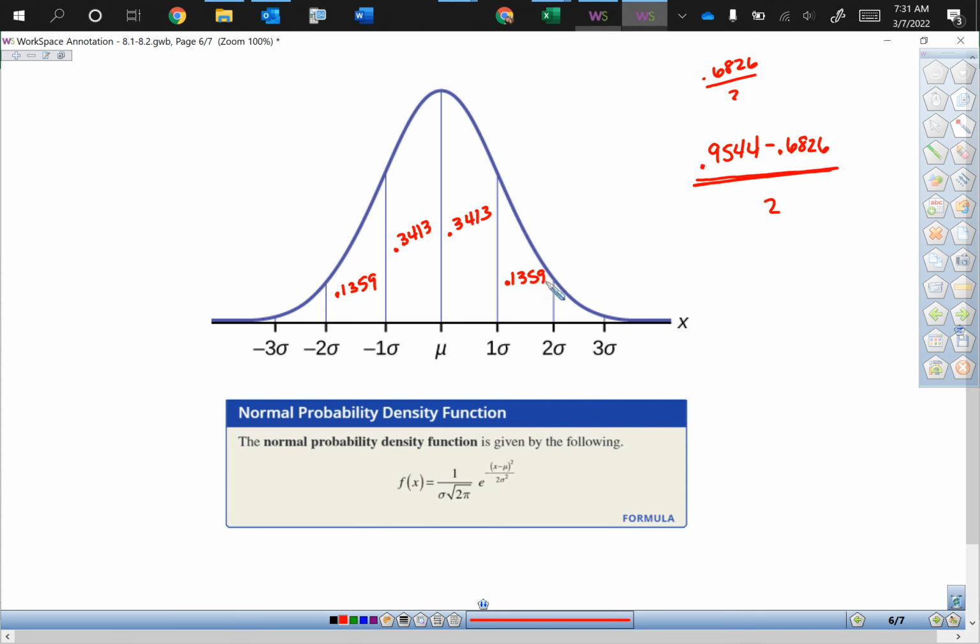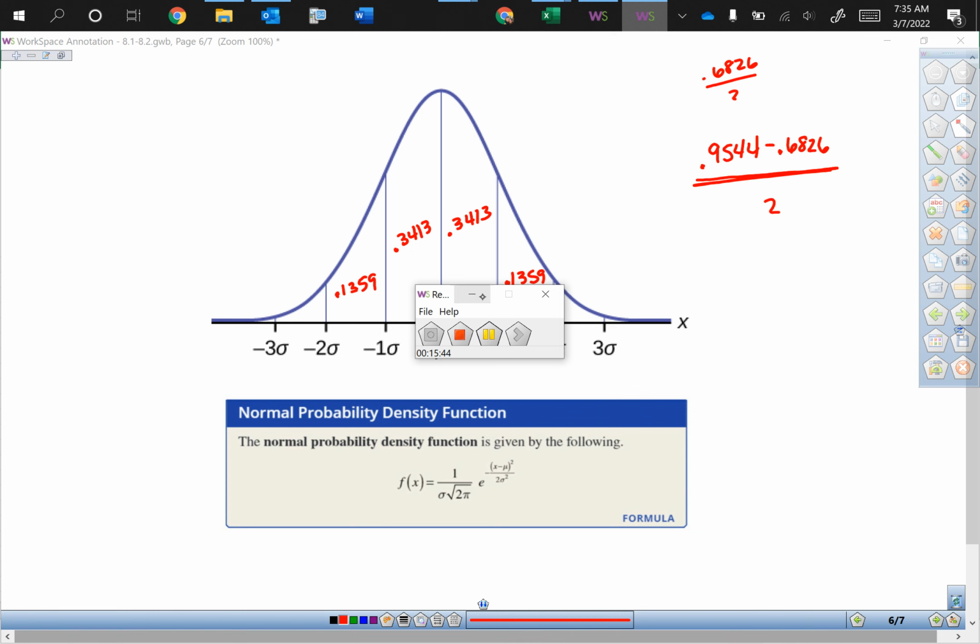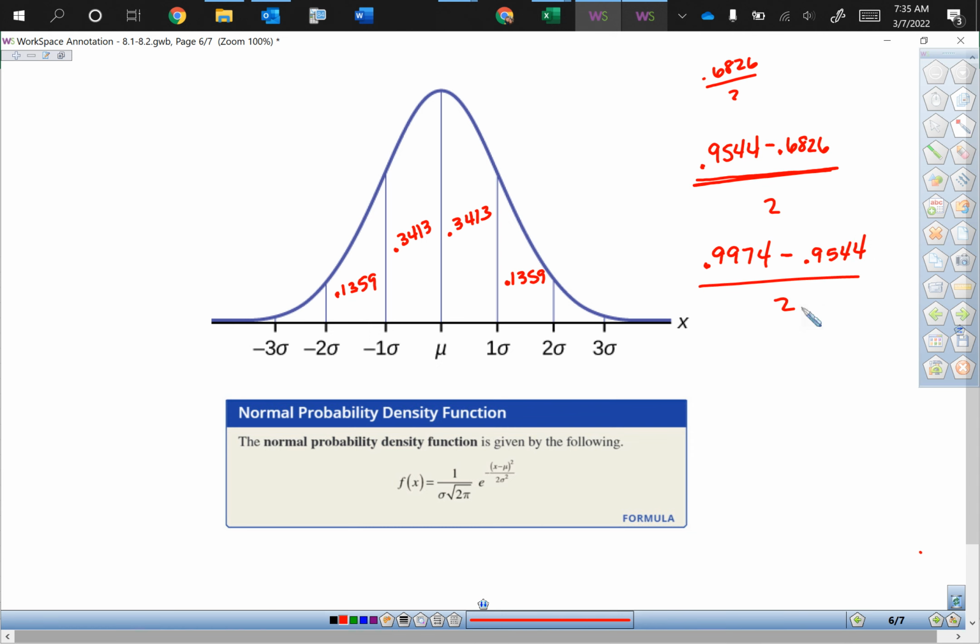And then from -3 to +3 standard deviations, we know that that is going to be 0.9974. So since from -3 to +3 standard deviations is 0.9974, we're going to take that 0.9974 and subtract what we've already allocated, and that's going to be 0.9544. And then again, we're going to divide that by 2. So pause the video and get that done. And that should give you 0.0215 for each side, 0.0215.